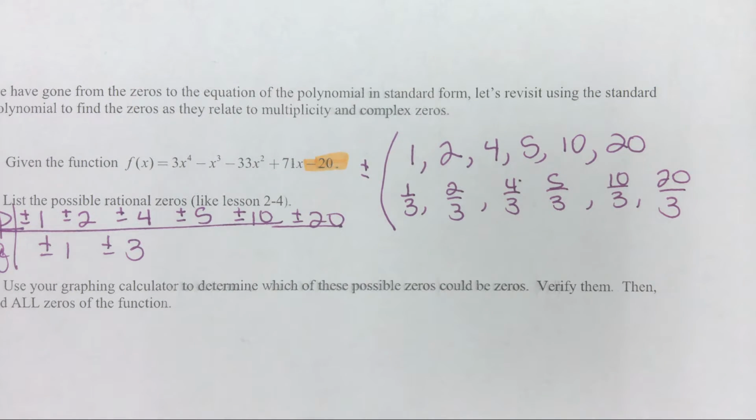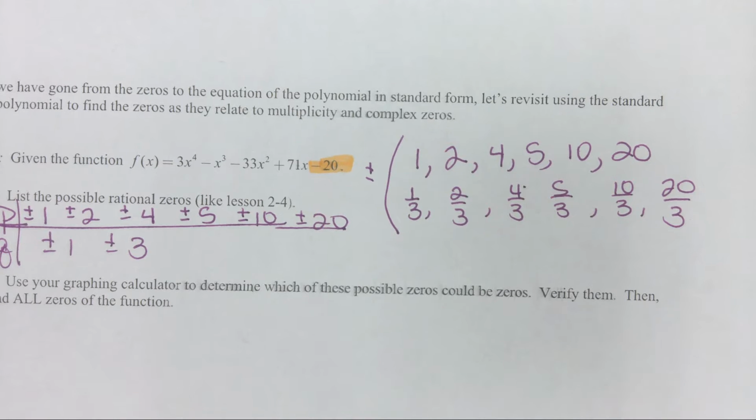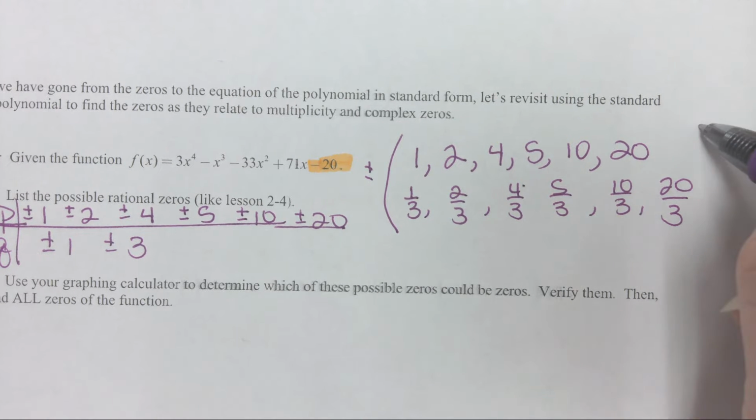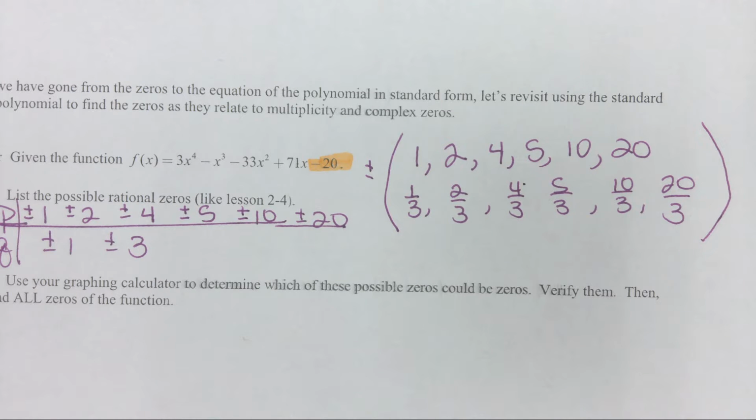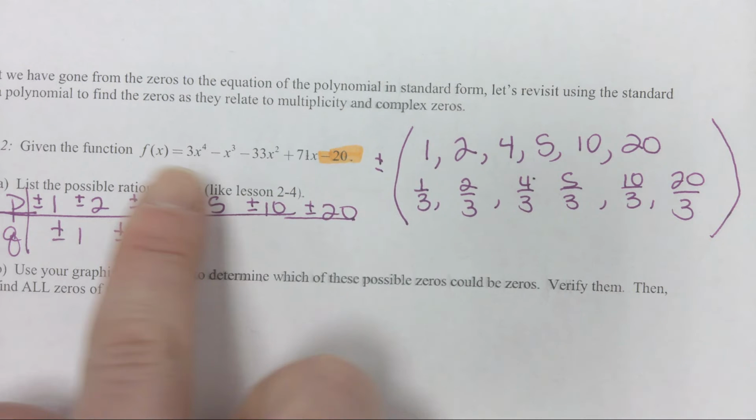We're going to cheat and now look at our graph. It just helps us figure out which ones are zeros. That's my list. Questions so far? Would you put the polynomial in your y equals, please?